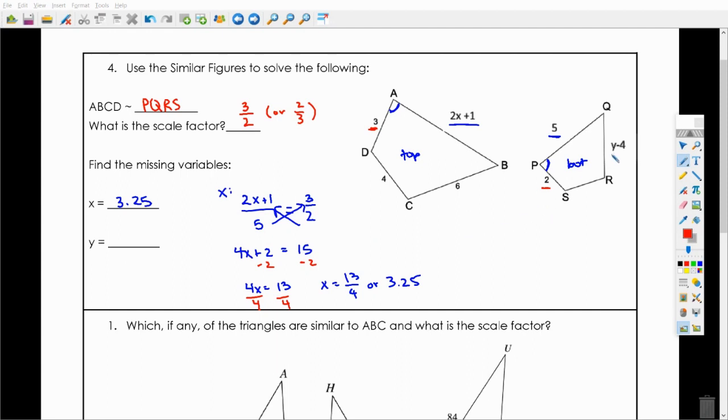Now you're going to do the same thing for y. So which side matches with y? That's QR. So that's the middle two letters. So the middle two letters of our other shape is BC. So BC here, so 6 and y minus 4. But which one goes on top? Luckily I labeled it, so I know the 6 is on top.